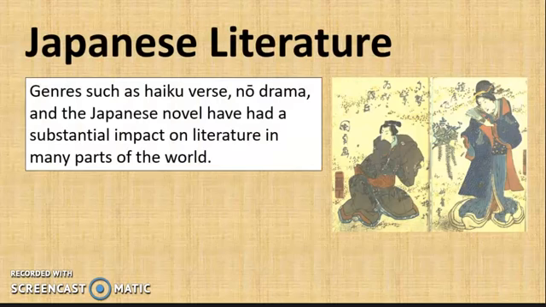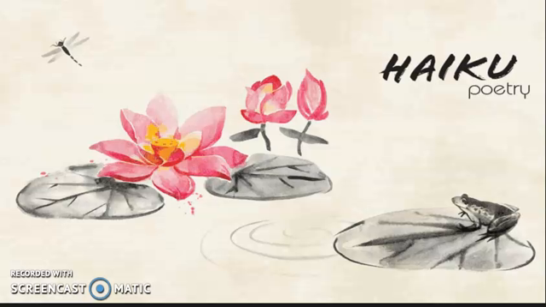Since the late 1800s, Japanese writings have become increasingly familiar abroad. Genres such as haiku verse, Noh drama, and the Japanese novel have had a substantial impact on literature in many parts of the world. Japanese literature is one of the major literatures of the world, comparable to English literature in age and variety. But in this lesson, we will focus on haiku among those genres.